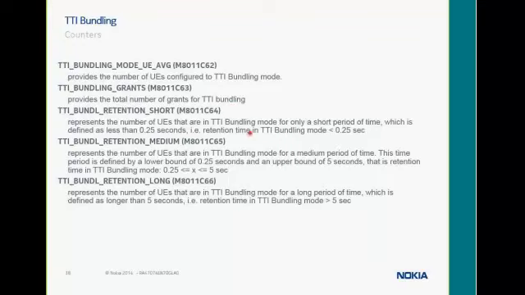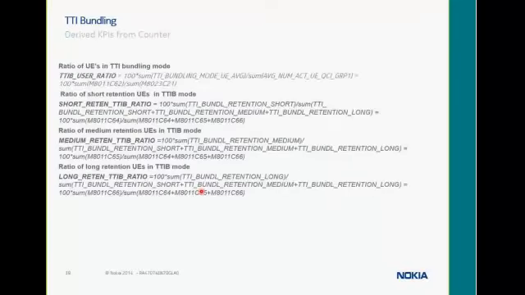So there's actually three. We have a short one, we have a medium one, and we have a long one. The short one being less than a quarter of a second. The medium one is between a quarter of a second and 5 seconds, and the long one is greater than 5 seconds. I guess those have also been turned into some recommended performance indicators. Yes, they have. So we have the TTI bundling user ratio.